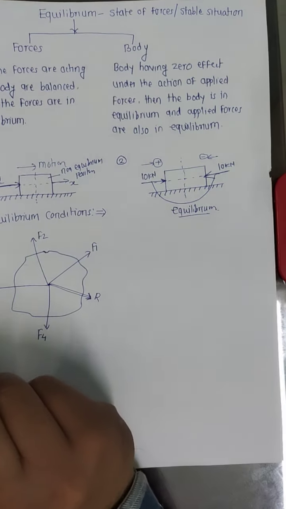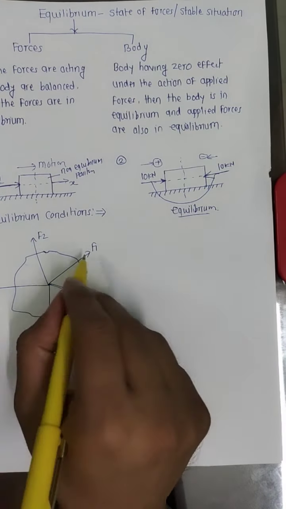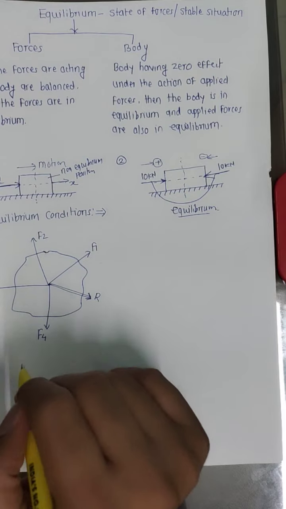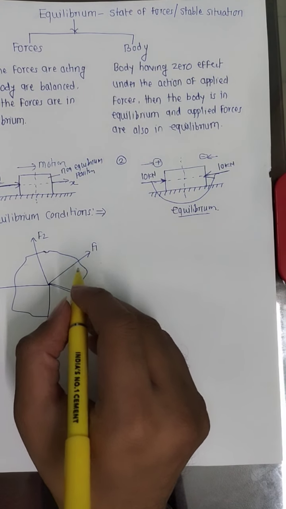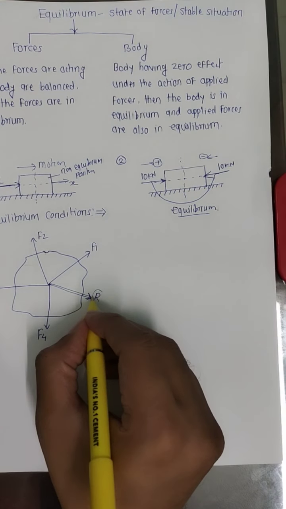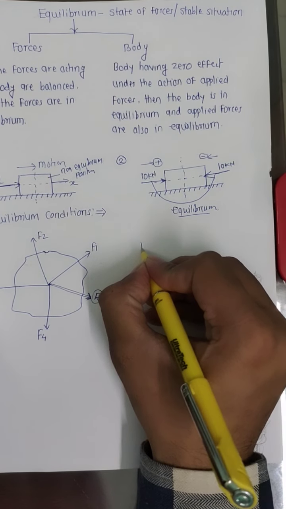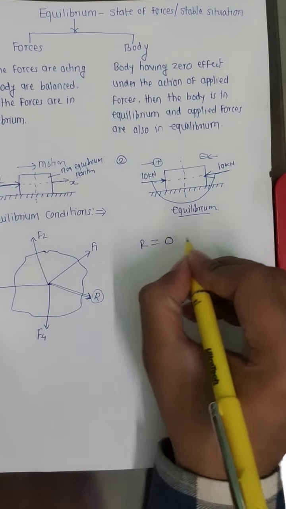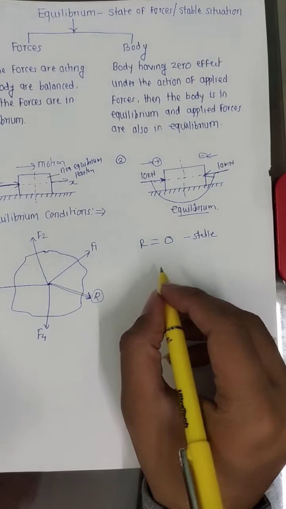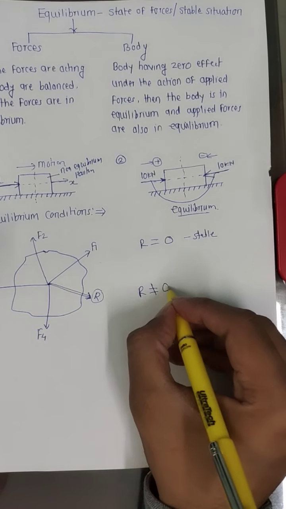Okay, so let's see what is meant by equilibrium conditions. See here, an arbitrary shaped body is given. There are four different forces acting on the body in different directions: F1, F2, F3 and F4. We can find the resultant of these F1, F2, F3 and F4 forces, which is denoted by R. Now what is meant by equilibrium condition? Equilibrium condition is nothing but the value of the resultant being equal to 0, which is called a stable or equilibrium condition. The possible values of the resultant are R equal to 0, or R not equal to 0.